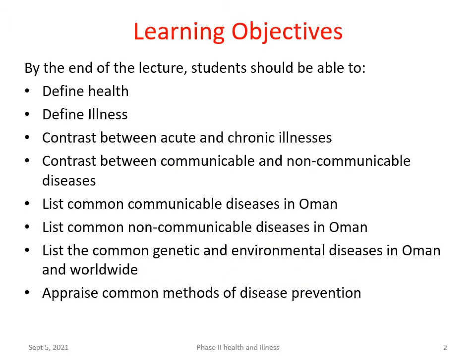Slide number 2 is the learning objectives. By the end of this lecture, you would be able to define health, illness, contrast between acute and chronic illness, differentiate between communicable and non-communicable disease, and list the common communicable, non-communicable, and genetic diseases as they occur in Oman, and appraise the common methods of prevention of disease.